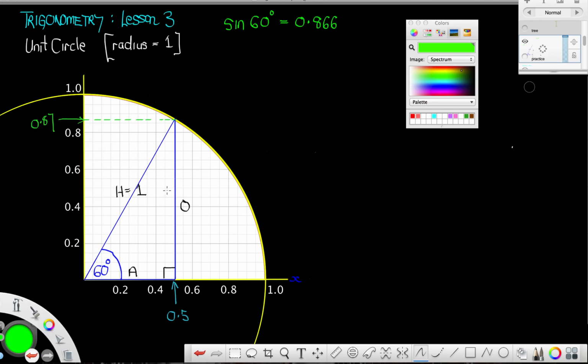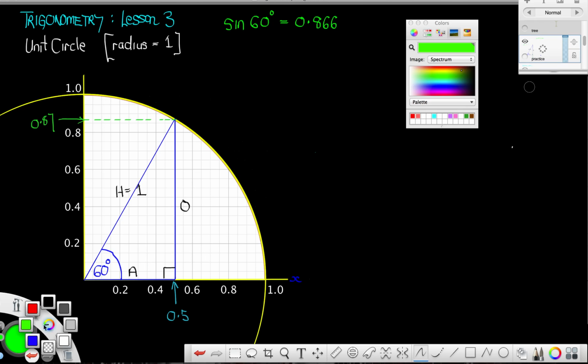So the sine of 60 degrees, this is telling us the height of our opposite. So when we type the sine of 60 degrees into our calculator, what it's telling us is the height of our opposite side of our triangle, provided that the triangle's drawn inside the unit circle. In other words, it's got a hypotenuse equal to 1. So our calculator told us that height there is 0.866.